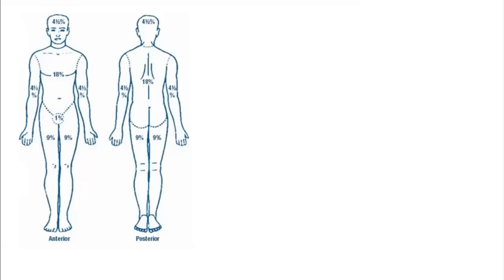On the screen, you'll see two diagrams, and it's already split up into regions, and they're labeled. And I'm not seeing a whole lot of nines. I'm seeing 4.5%, 18%, 1%. Where are all the nines? Thought this was the rule of nines.